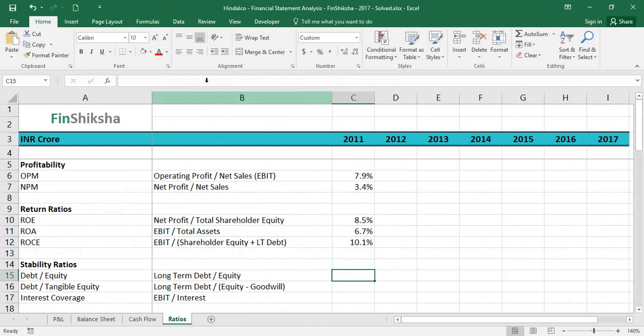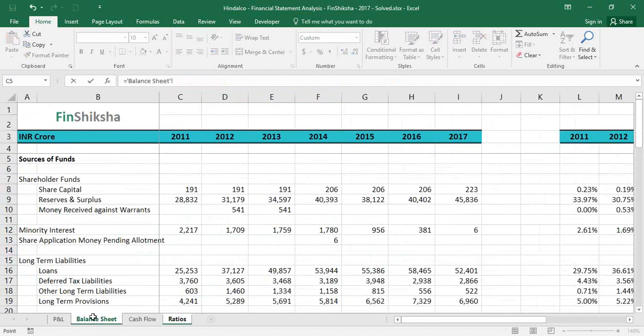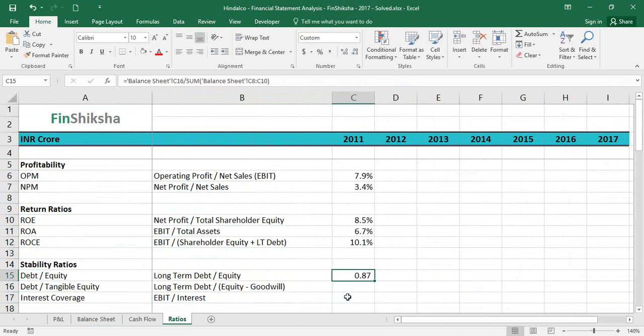Next, we move on to debt by equity. Again, you can use long-term debt by equity or total debt by equity. So let's start with long-term debt by equity. That's basically your debt, which is here, loans, divided by the sum of the equity data points, which is here, right? So that's 0.87. If you use long-term plus short-term debt, both of them, then obviously the number might change a little bit. Further, you see something interesting, which is called debt by tangible equity. Right now, it says tangible equity in the formula as equity minus goodwill.